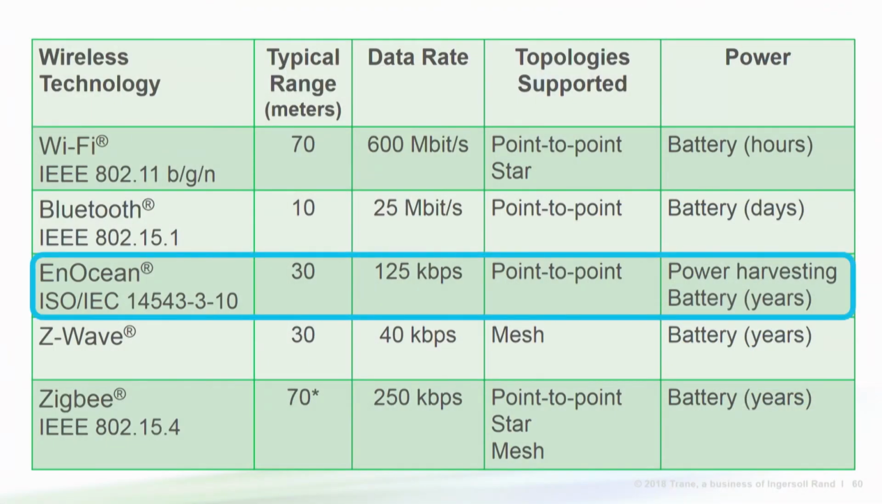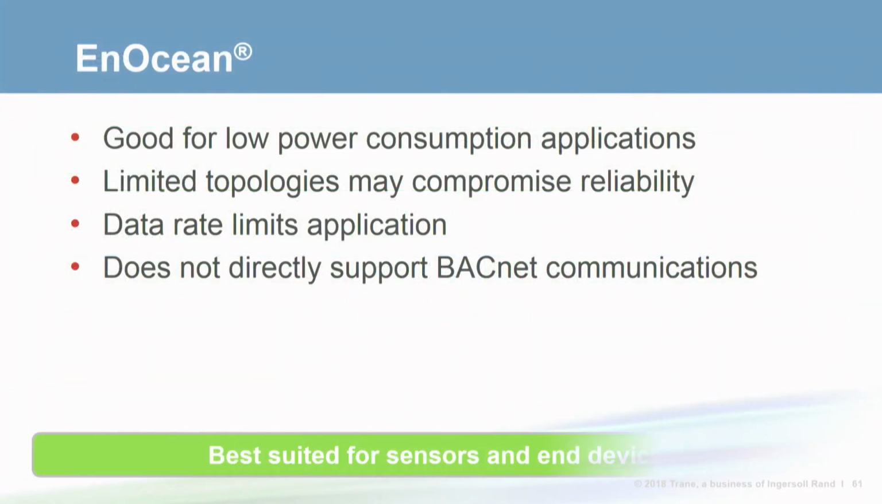The EnOcean Alliance was started by a company called EnOcean, based out of Germany. It has extremely low power consumption and power harvesting capability, such as solar cells. But the data rate is fairly low, and it can only support point-to-point topology. This makes it ideal for lower power, lower data rate applications like sensors and end devices. But the limited data rate means it's not suitable for communication networks, and it does not directly support BACnet.